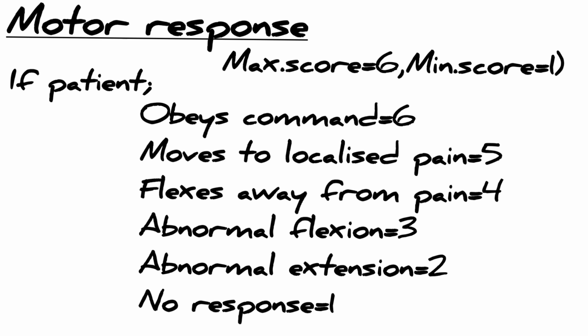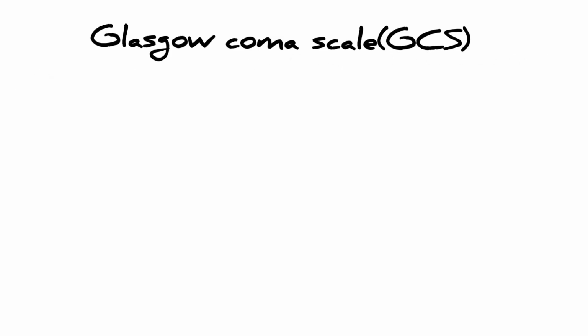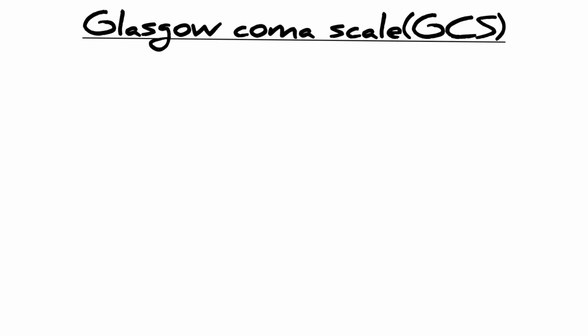Then we give a total score of 2 in case someone has abnormal extension. For example, I inflict pain, instead of extending away from pain, they extend towards pain. We give them a total of 2. Then we give a score of 1 in case the patient is totally unresponsive. They don't respond to anything. The motor activity is totally low. We give them 1.